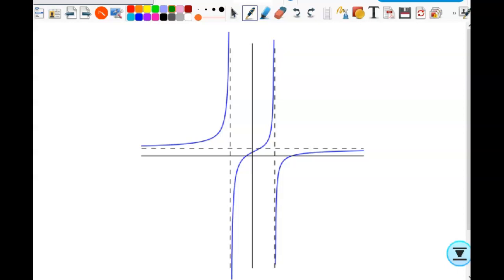Most rational functions that we're going to deal with have discontinuities. Not all of them. We'll look at a couple that don't have discontinuities. But let's talk about what those discontinuities are. All right, so they can be in the form of asymptotes.